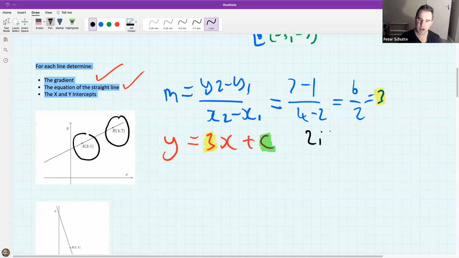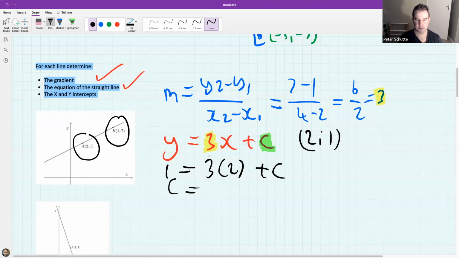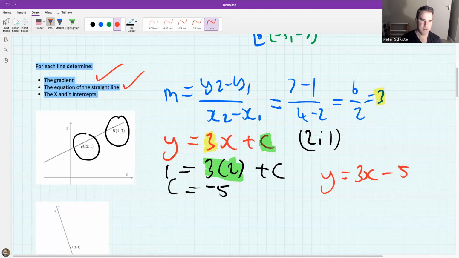So I would write down the point 2, 1, and I would take that point and sub it into this red equation here. So I put a 1 where there's a y, and I put a 2 where there's an x. What is my c value going to be from this equation? In order to get c, I need to move this to the other side. And I should get -5. So the equation of this straight line is y equals 3x minus 5.